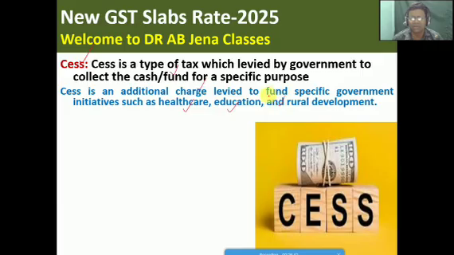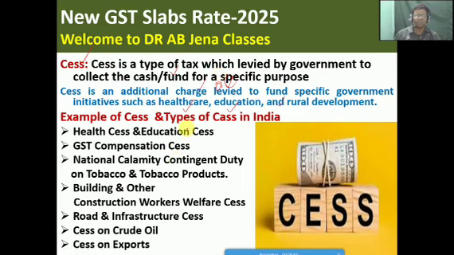education, and rural development. So friends, kindly go through the posted previous video. I have discussed it there by citing a suitable example. Examples of cess and types of cess: health cess, education cess, GST compensation cess, national calamity contingent duty on tobacco and tobacco products, building and other construction workers welfare cess, road and infrastructure cess, cess on crude oil, cess on export. So these are the examples of types of cess in India.